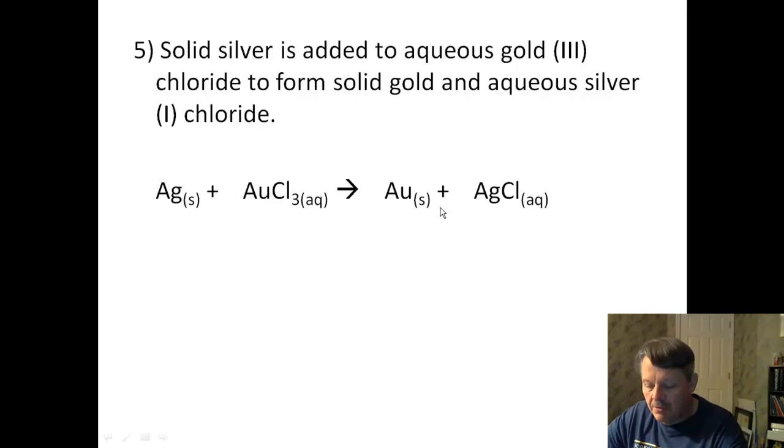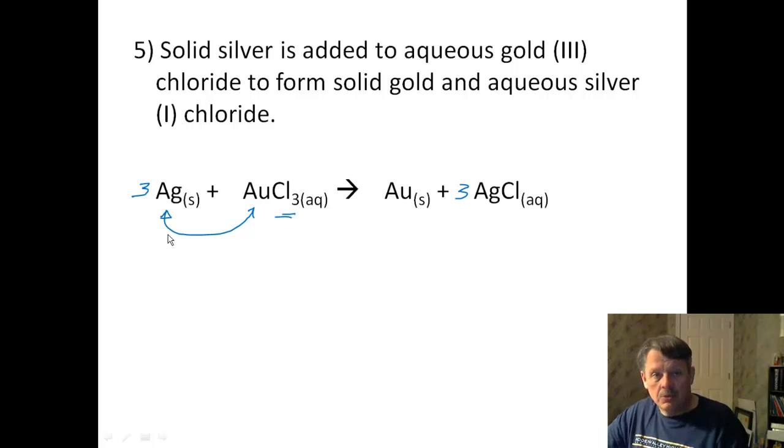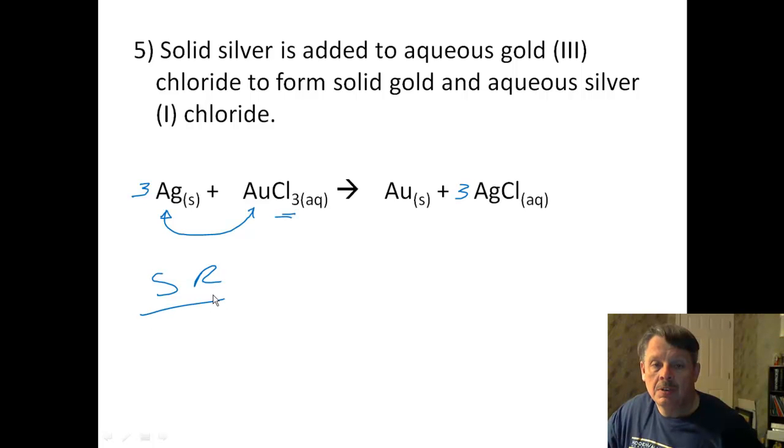Let's look at number 5. Number 5, we're talking about solid silver and gold chloride, gold 3 chloride, and we notice that we have 1 silver on both sides, 1 gold on both sides. We have 3 chlorines here, which means we have to have 3 chlorines on the right, which means we have to have 3 silvers. So we are now balanced. And what type of reaction is this? Well, the silver and the gold are swapping. So the silver was alone. Remember, he came to the dance alone, so that's like being single. And he ended up leaving with chlorine, and now gold is single, so this is called a single replacement reaction.